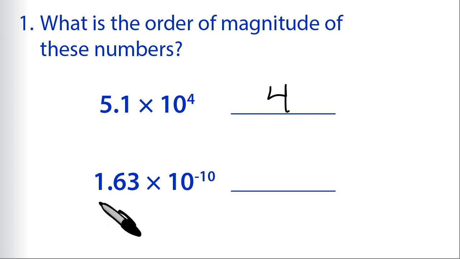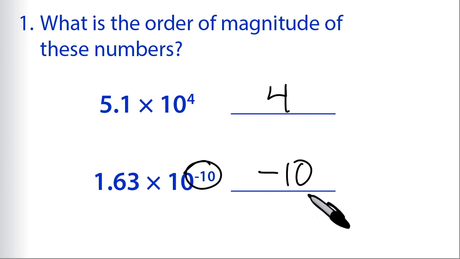And this is also written in scientific notation. Okay, just one digit here. And so the exponent of this is negative 10. So the order of magnitude of this number is negative 10.